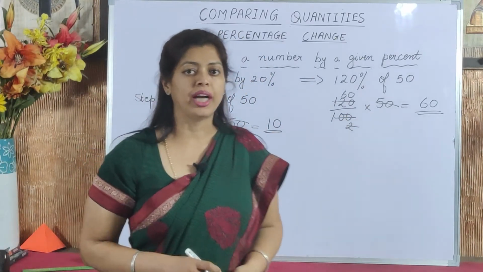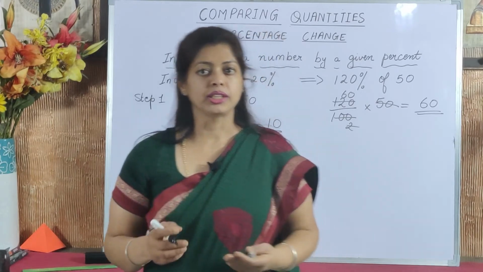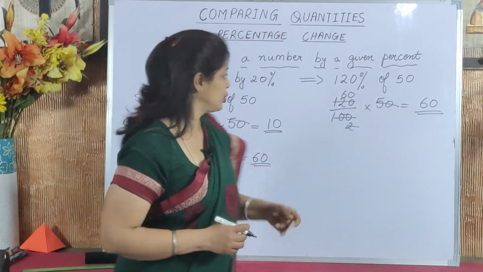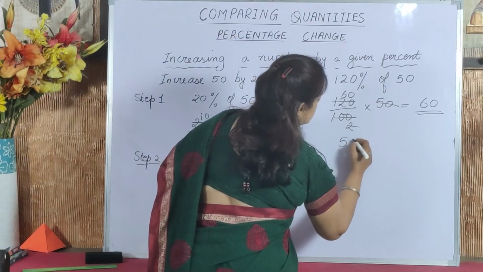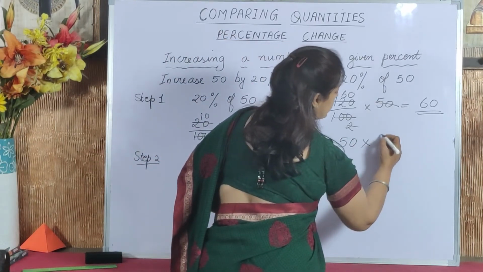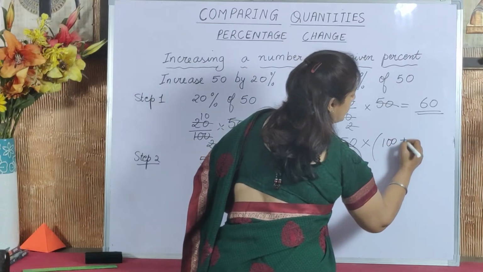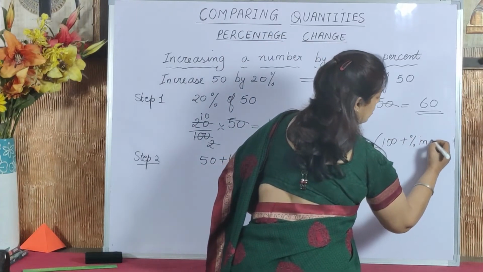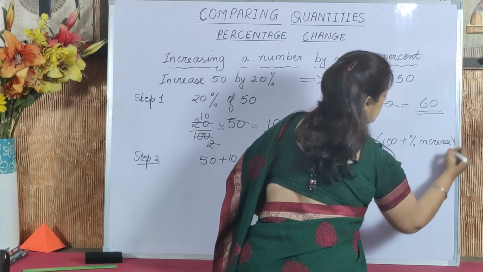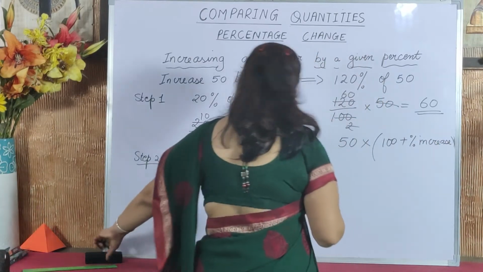Sometimes you are asked to find the new value. They don't ask you to find the increase. So you can use this method. So this is nothing but 50 multiplied by 100 plus, since it is a 20% increase, the percentage of increase, or 100 plus, in this case, 20.